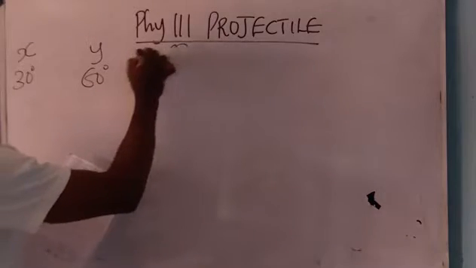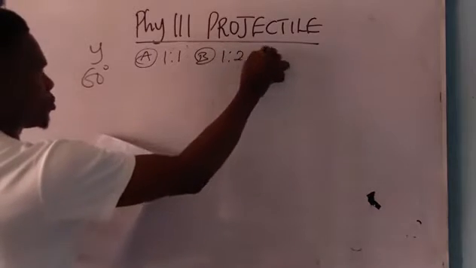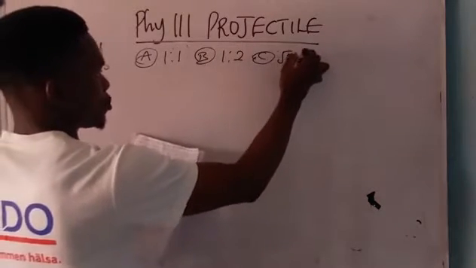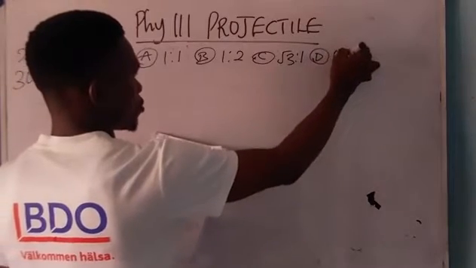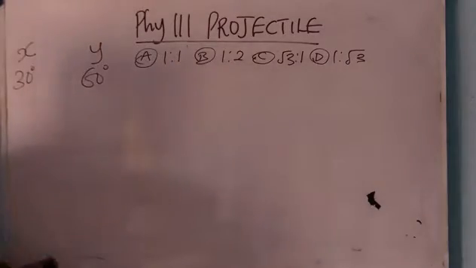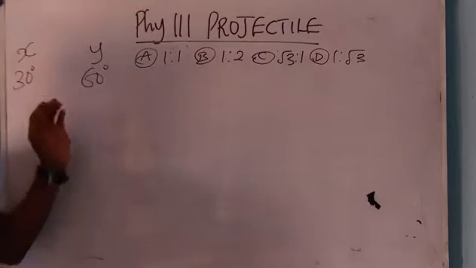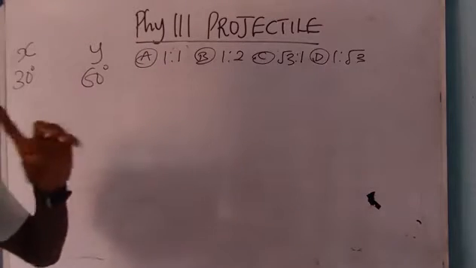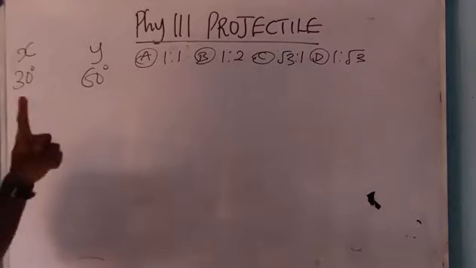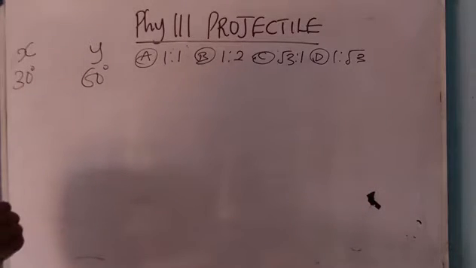They give us option A as 1 to ratio 1, then B, 1 to ratio 2, C, root 3 to ratio 1, D, 1 to ratio root 3. Now, horizontal. Whenever you hear the word horizontal, what comes to your mind? Range. Range is what comes to your mind. A body X and Y projected along horizontal plane with the same initial velocity, but having angle of 30 and 60 to the horizontal. What is the ratio of the range of X and Y?